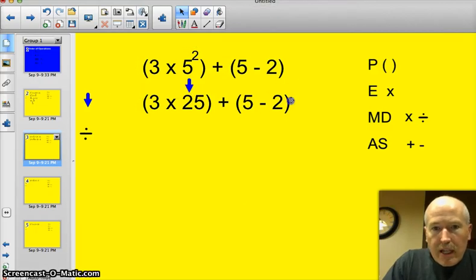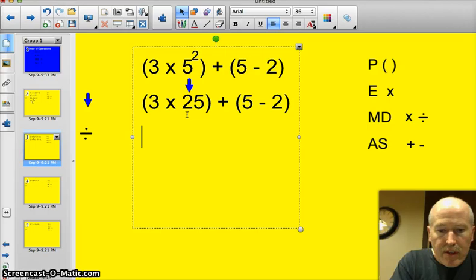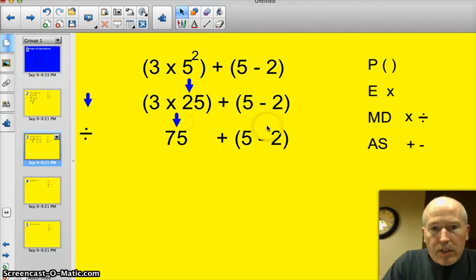All right, the next line then, I'm still within that first parentheses. Now I can do that multiplication. So 3 times 25 is 75. Now I still have to put in my plus sign here. Plus, I have this 5 minus 2. Notice how I'm just doing 1 step at a time. That time I did the multiplication within the parentheses.